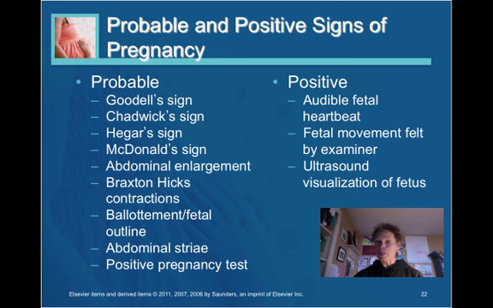Obviously, abdominal enlargement can be a probable sign of pregnancy. Usually by about the 12th week of pregnancy, the uterus can be felt above the symphysis pubis, and it'll extend to the umbilicus around week 20. So that's kind of a good benchmark to think about. Week 20, you would expect the fundus to be about at the umbilicus. Braxton Hicks contractions are irregular uterine contractions that are usually felt in the second trimester.